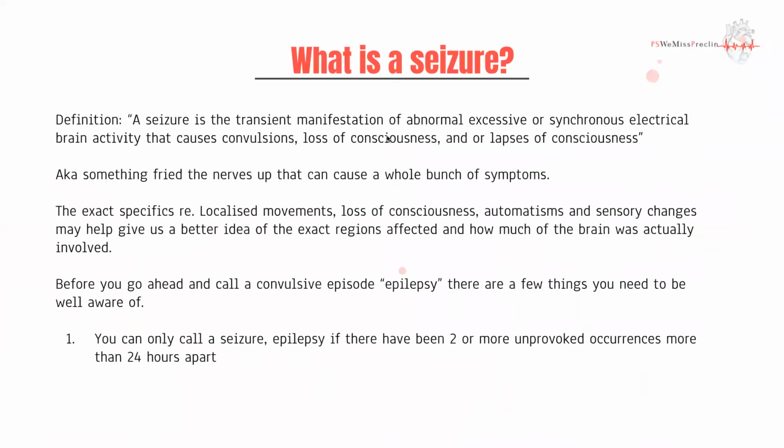So what is a seizure? A seizure is a transient manifestation of abnormal, excessive, or synchronous electric brain activity that causes convulsions, loss of consciousness, and/or lapses of consciousness. What does this whole definition mean? So basically it means that something in the brain has abnormally fired and you have electric discharges that are causing a whole bunch of symptoms. These symptoms can be everything from motor symptoms to sensory symptoms, and even include loss of consciousness.